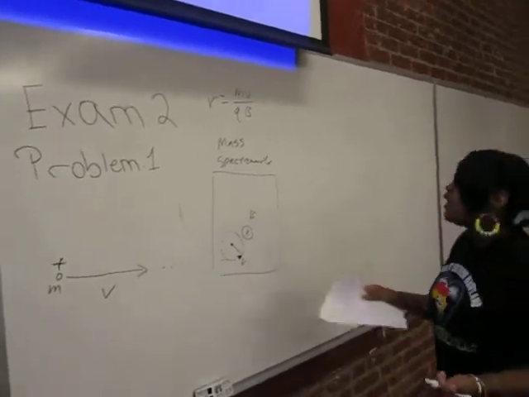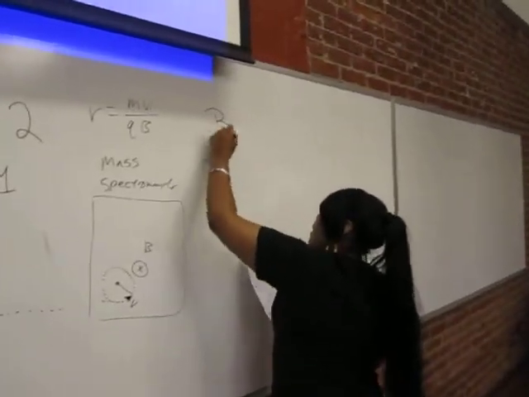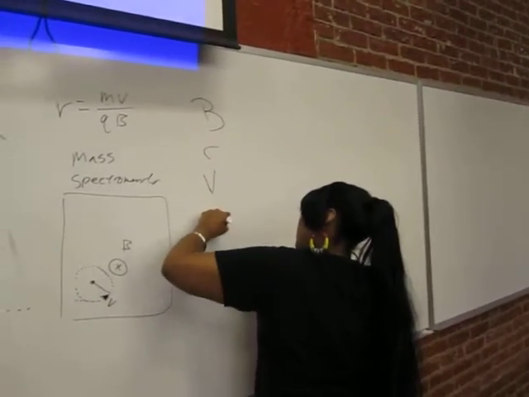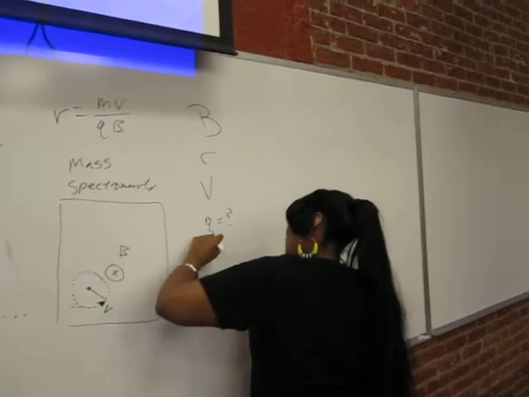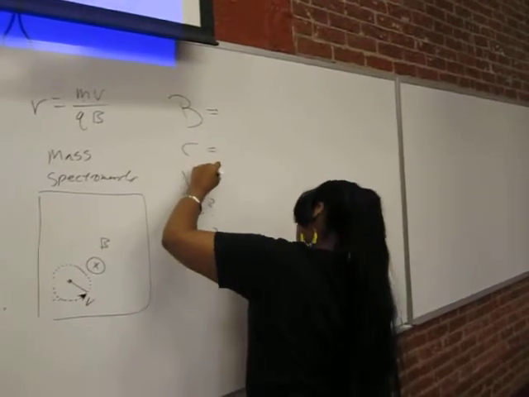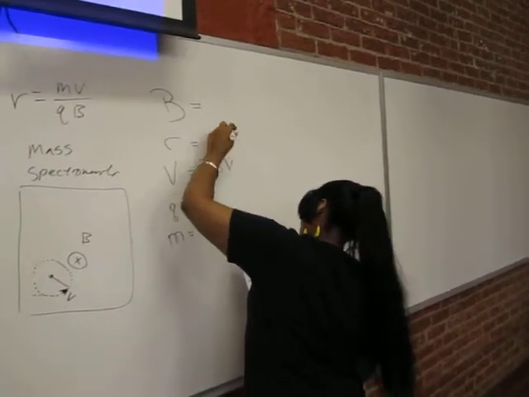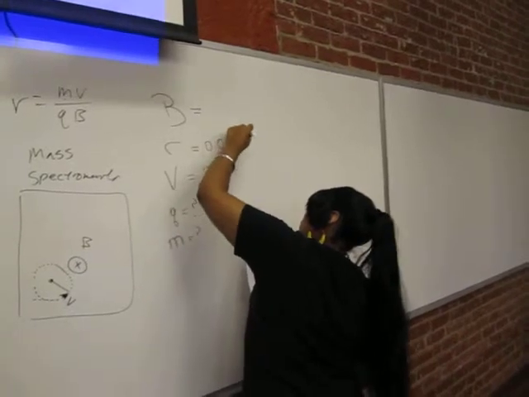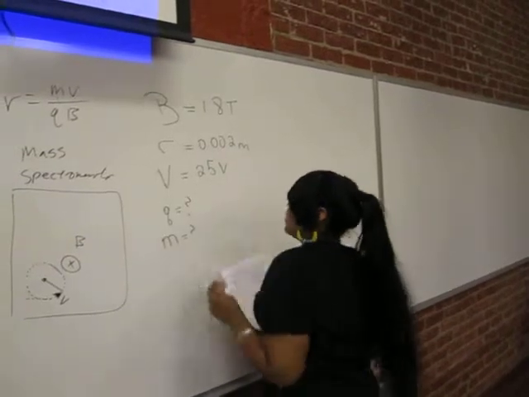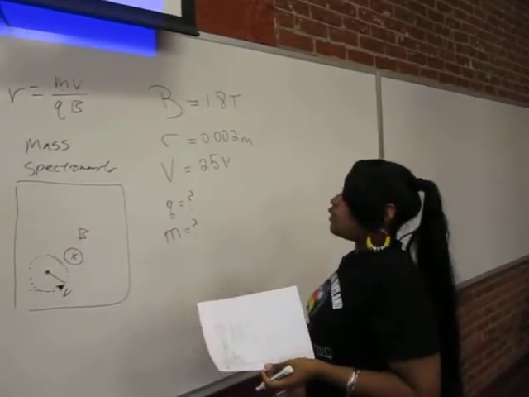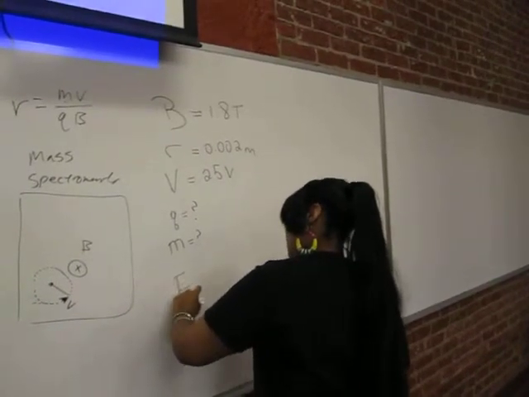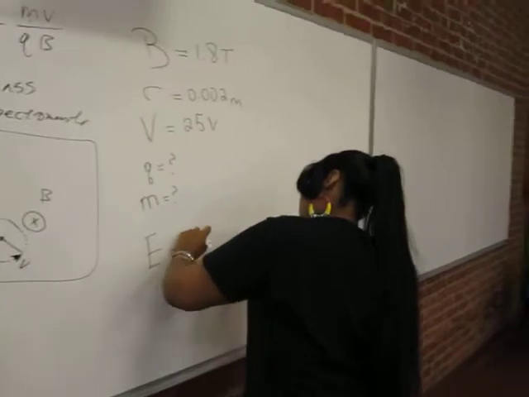What they give us in the problem is B, R, and the voltage, and what they don't give you is the charge or the mass. So you have a 25 voltage, 0.002 meters, and 1.8 T. First you want to find your charge so you can solve for the mass, and you're going to use the equation E equals QV.